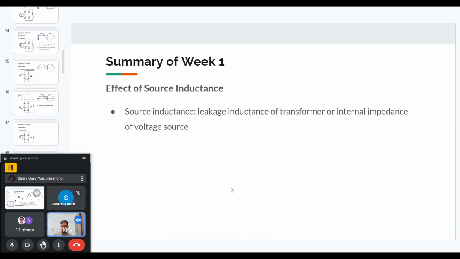So I will continue now. I will now talk about the effect of inductance. So what is source inductance?